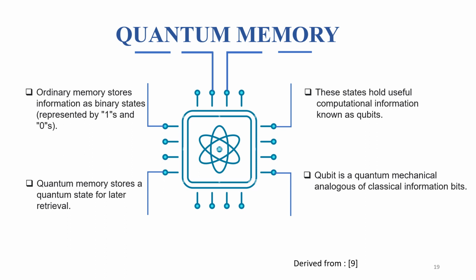So, quantum memory. Unlike ordinary memory, quantum memory uses qubits to store data. So quantum memory stores information as qubits, not as binary zeros or ones. These qubits hold useful computational information. These qubits are quantum mechanical analogs of binary bits.